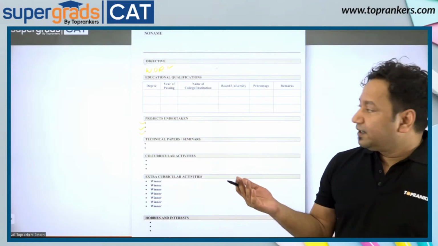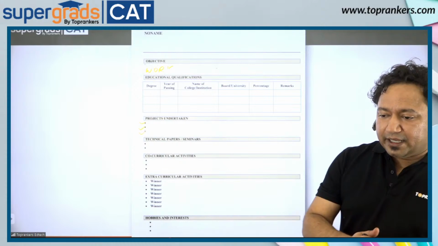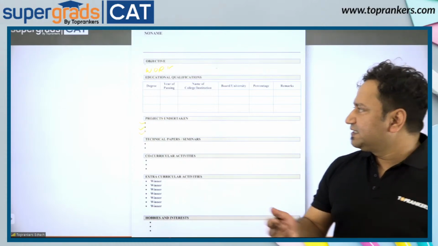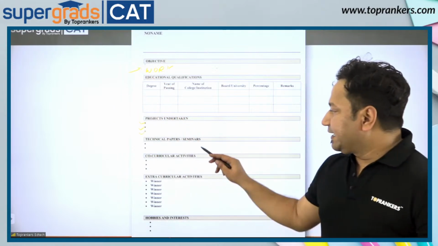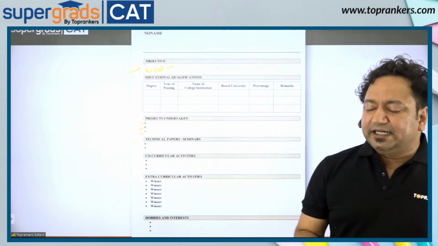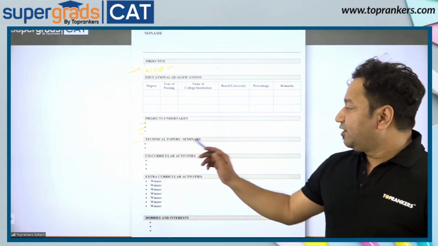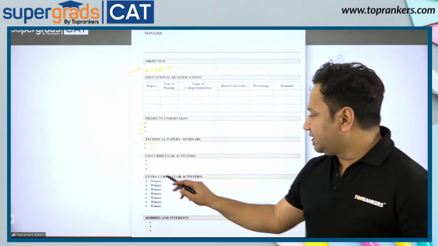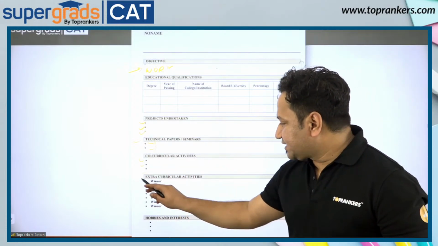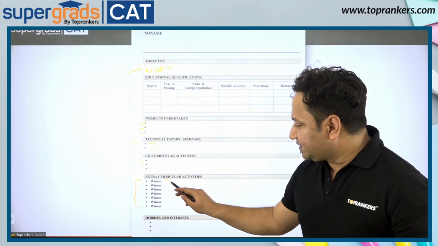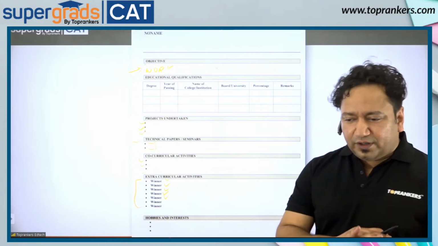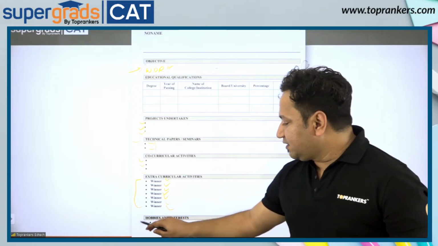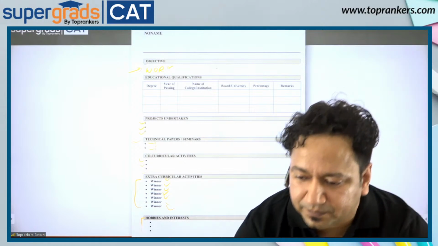Projects can be of two kinds. One which you have undertaken during your studies, and one during your work experience, and that will come over here. Technical papers or seminars. A lot of people write journals, they're part of some journals. You can write any kind of paper that you have written, any kind of seminar that you've been a part of. Then the co-curricular and extracurricular activities. In case you have won something, flaunt it over there. I won the first prize or the gold medal, something like that. And then the hobbies and interests.